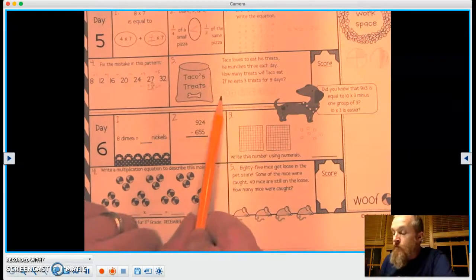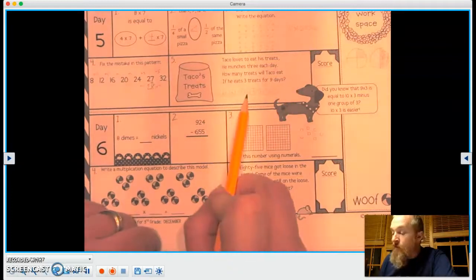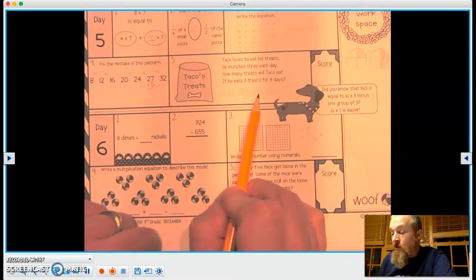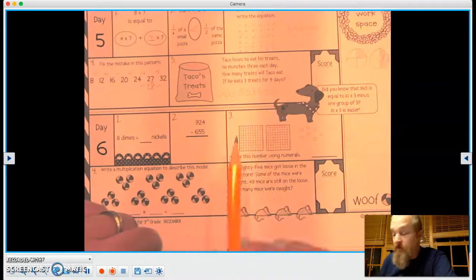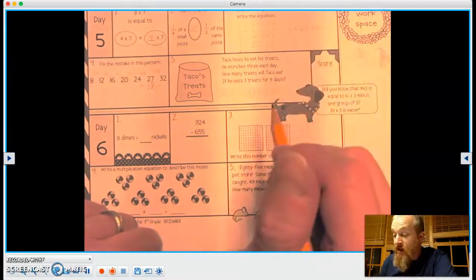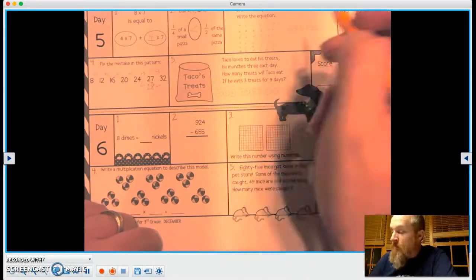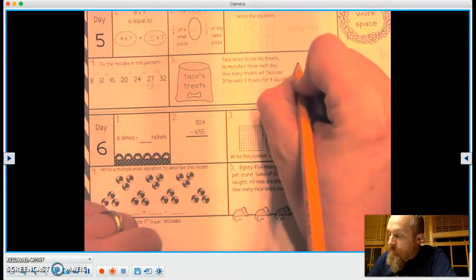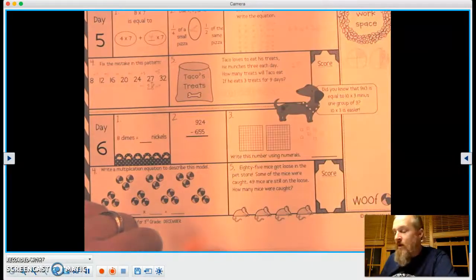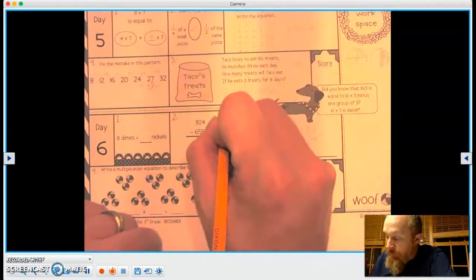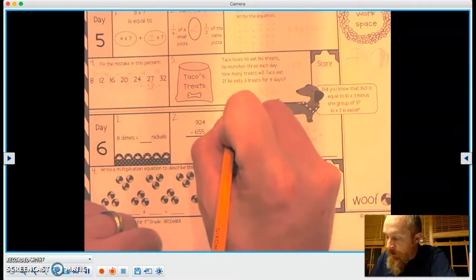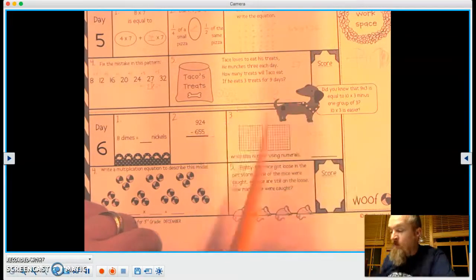So we have 3, 6, 9, 12, 15, 18, 21, 24, 27. Our answer is 27 treats. Okay. And we can kind of say on this one that we have 3 treats times 9 days equals 27.